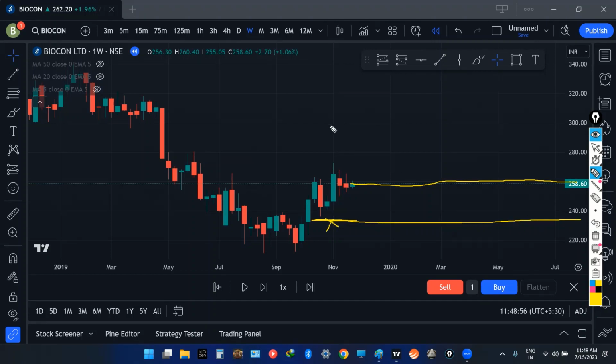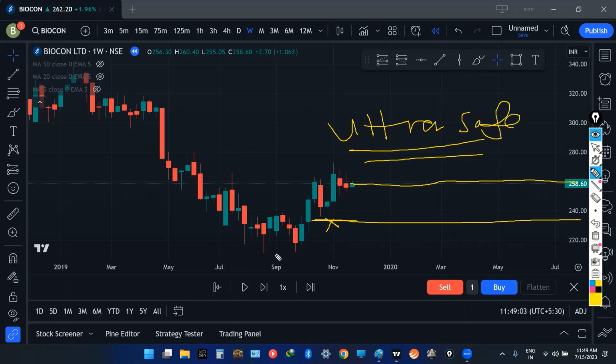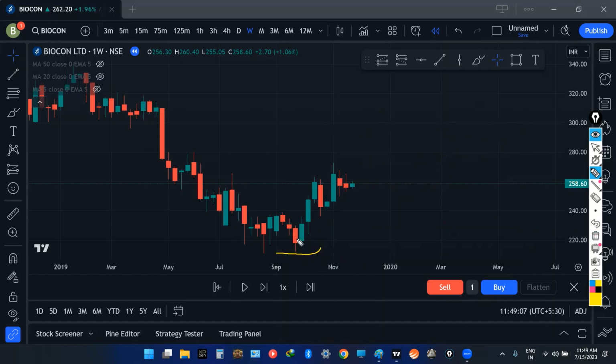Now again, if someone wants to be ultra safe, then he is free to put his risk here also, which is the safest point to keep your risk. And this is an aggressive point. Aggressive means you are very optimistic that price should continue from here.